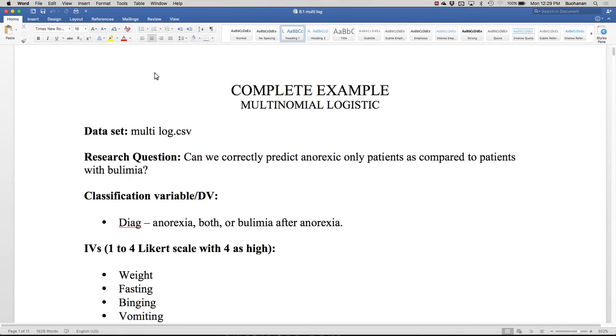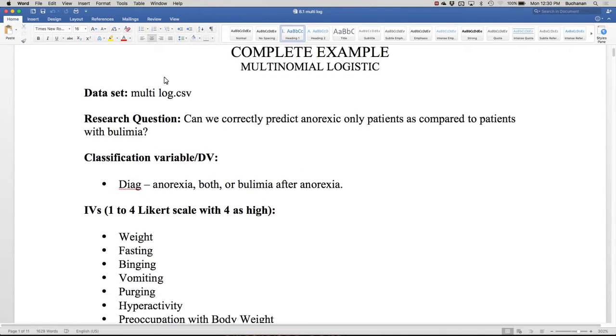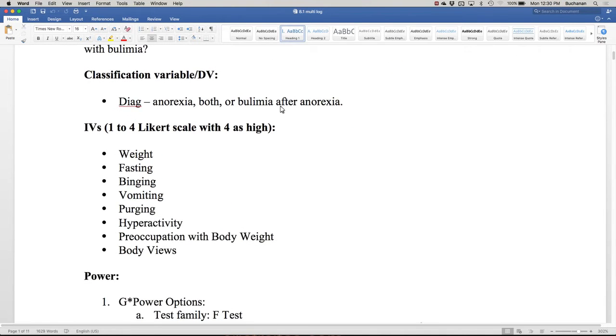Right. So we're trying to predict the difference between anorexia compared to patients with bulimia or both. I know it seems weird to have both, but they have different symptoms. So can I correctly predict patients one or the other? Their diagnosis is either anorexia, both, or bulimia after anorexia, but we're just going to call it bulimia to make it easier to interpret.